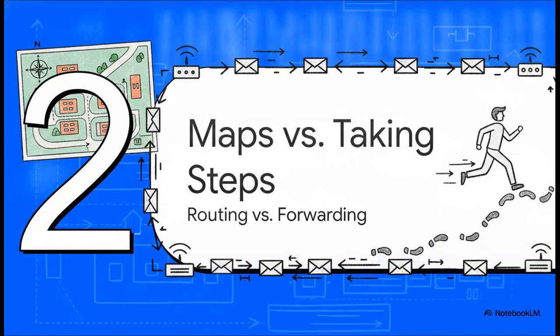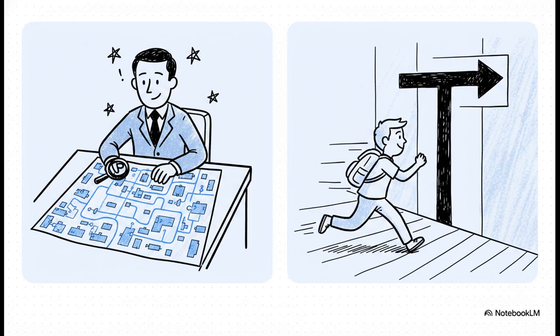Moving right along to Section 2, Maps versus taking steps, which brings us to routing versus forwarding. People actually mix these two up all the time, but they are totally different concepts. Routing is the big software brain sitting up in the principal's office. We call it the control plane. It's planning the whole map and figuring out the best overarching paths. Forwarding, on the other hand, well, that's the data plane. It's the super fast hardware legs of the router. Forwarding doesn't sit there thinking about the whole map. It literally just looks at a sign at a single intersection and turns left or right instantly.